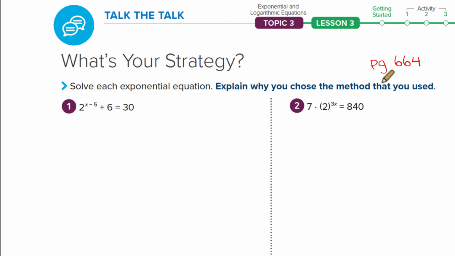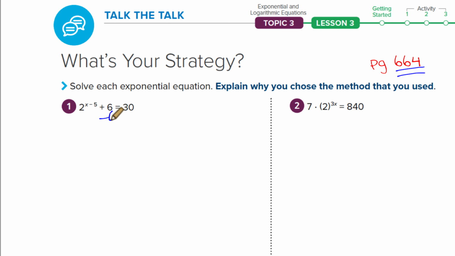So now we're moving on to page 664. I told you we're flying. We are so flying. And we have these equations here. Now, how can we solve those? Now, the variables here, it's in the exponent above the 2, right? So we have to isolate that first. We're going to get that by itself.